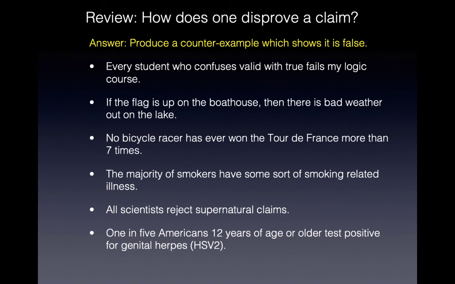The majority of smokers have some sort of smoking-related illness. So this is basically saying if you are a smoker, you probably have a smoking-related illness or you will develop one. Well, in fact, the majority of smokers actually do not have smoking-related illnesses. Nevertheless, smokers have 100 to 1,000 times more likelihood of developing a smoking-related illness. So we can say smoking is a cause of these illnesses, even though we can't say that the majority of smokers will have some sort of smoking-related illness. The counterexample is basically the overwhelming data.